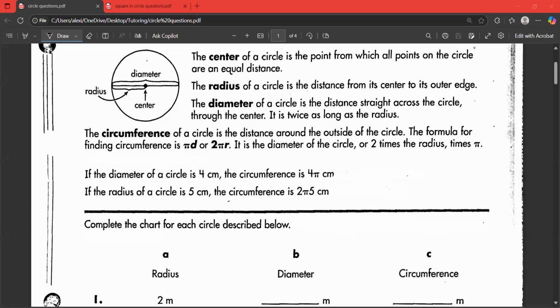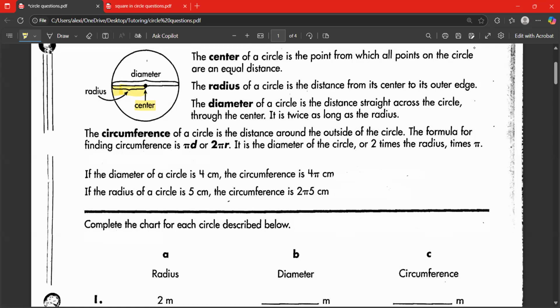The center of a circle is the point from which all points on the circle are an equal distance. If you look at the diagram, we can see the center. The radius of a circle is the distance from its center to its outer edge. Notice this piece right here. That's the radius.